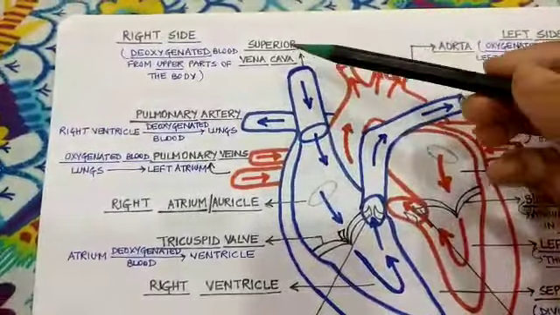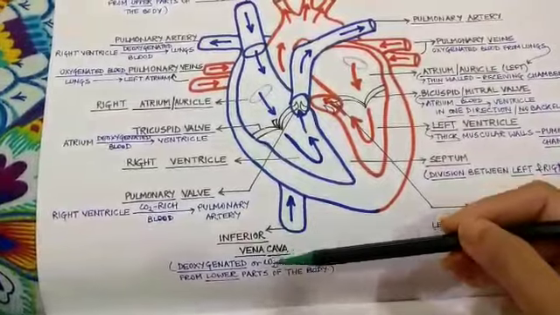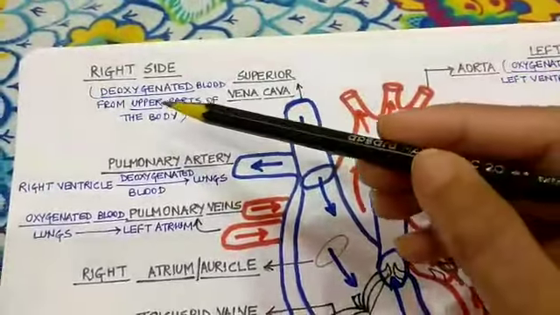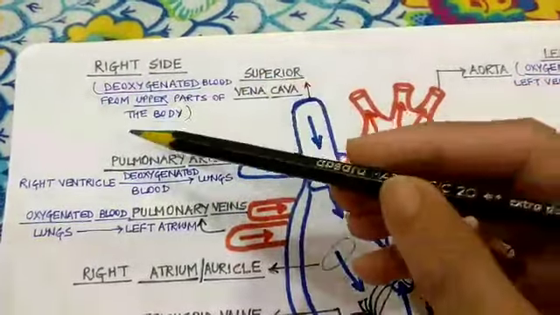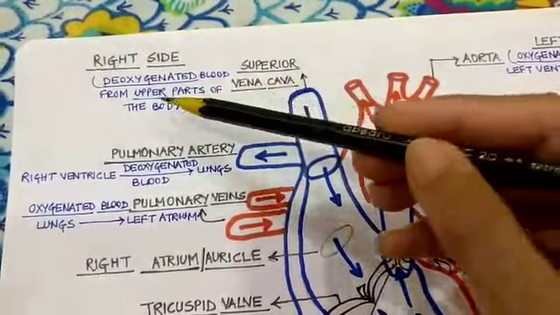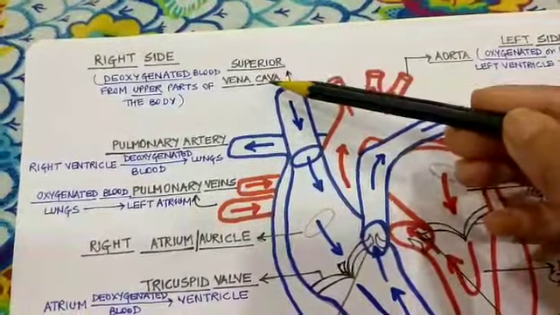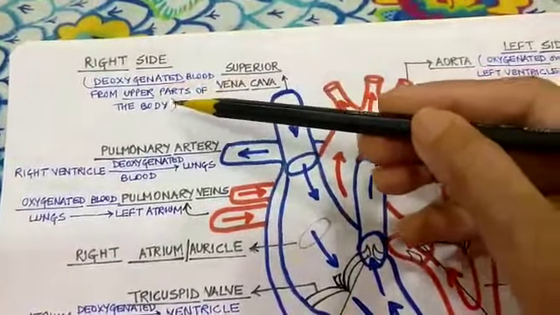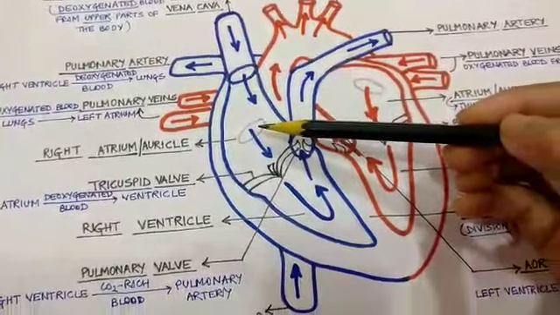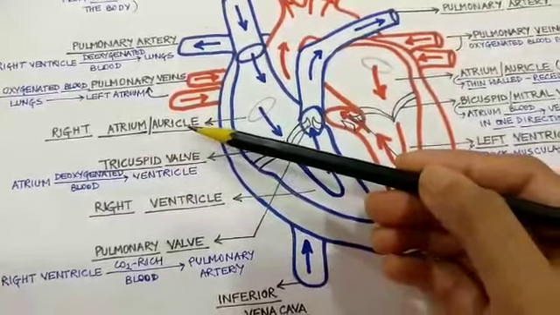As you can see, this is the superior vena cava, and here at the base, or at the bottom, is the inferior vena cava. So the superior vena cava brings deoxygenated blood from the upper parts of the body. Superior means upper, and vena cava, we know, brings deoxygenated blood. So the superior vena cava brings deoxygenated blood from the upper part of the body to the right upper chamber. Now the right upper chamber is the right atrium or auricle.